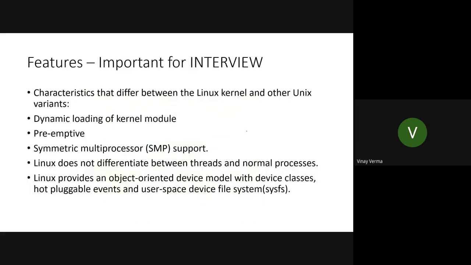Okay. So now the features of the kernel, Linux versus Unix. This is again an important thing. The first point is dynamic loading of kernel modules. So the kernel is loaded dynamically. Second, preemptive. Before starting a new process, all the previously running processes are preempted automatically as per the system requirements. Then symmetric multiprocessor support. Just learn this. Multiprocessing is supported by the Linux kernel and it is symmetric in nature.